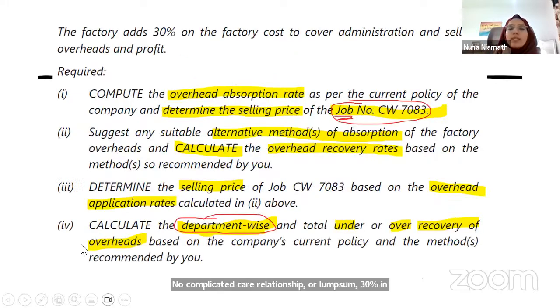What is required to be calculated? Compute the overhead absorption rate and determine the selling price for that job 7083. Suggest any suitable alternate methods of absorption and calculate the overheads rate. Determine the selling price for that overhead rate and calculate the department-wise and total under or over recovery of overheads based on the company's current policy. So now let's go one by one. The first question is the overhead absorption rate and the selling price for the job number CW7083.